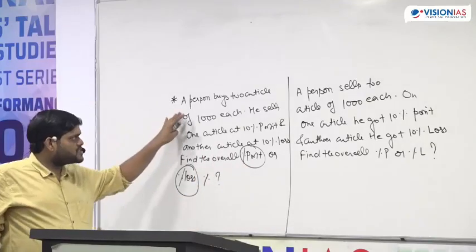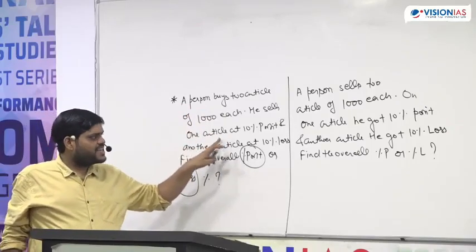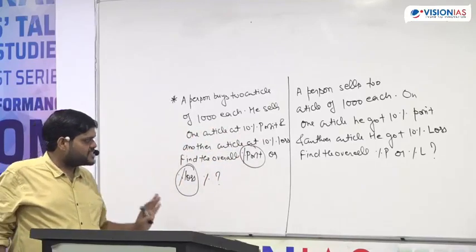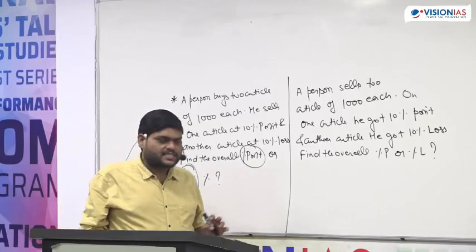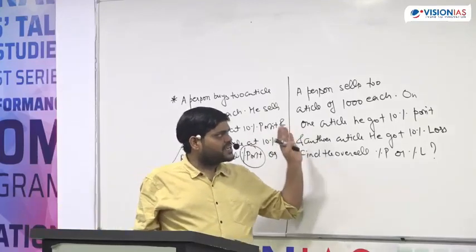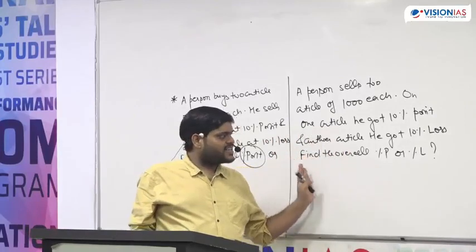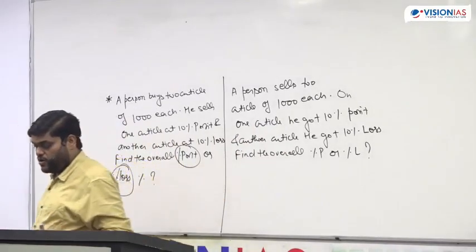So a person buys 2 articles of 1,000 each. He sells one article at 10% profit, another article at 10% loss. Find the overall percent of profit or percent of loss. Second part is a person sells 2 articles of 1,000 each. On one article he got 10% profit, another article 10% loss. Find the overall percent of profit or loss.